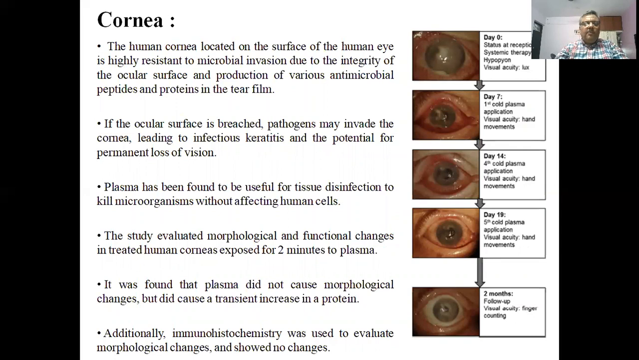Cornea. The human cornea located on the surface of the human eye is highly resistant to microbial invasion due to the integrity of the ocular surface and production of various antimicrobial peptides and proteins in the tear film. If the ocular surface is breached, the pathogens may invade the cornea, leading to infectious keratitis and the potential for permanent loss of vision. Plasma has been found to be useful for tissue infection, to kill microorganisms without affecting human cells.